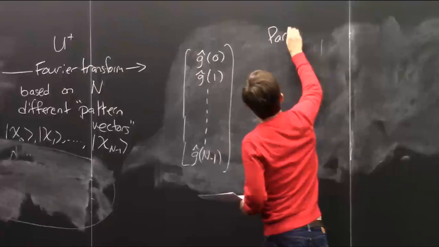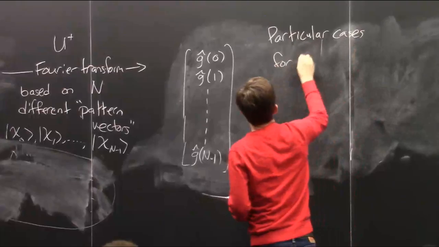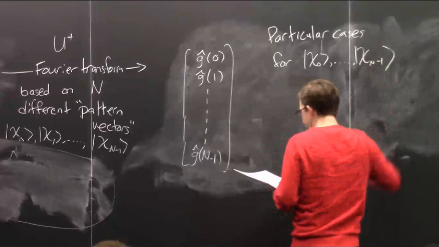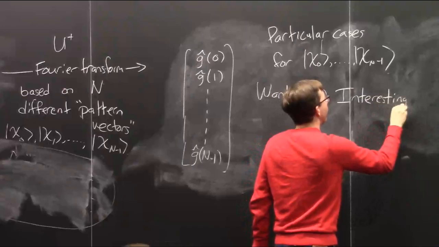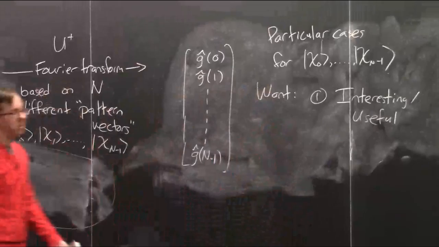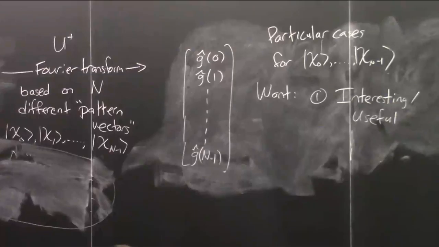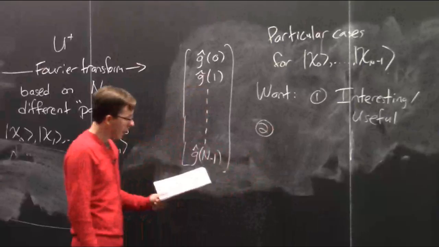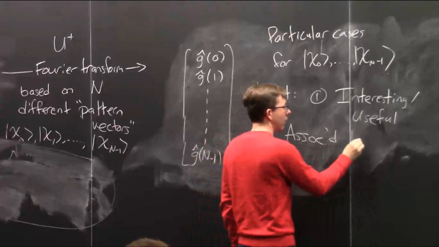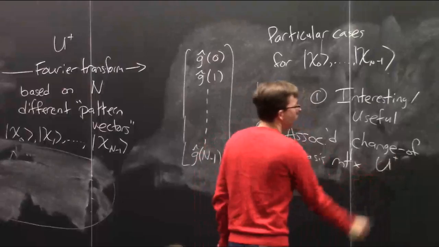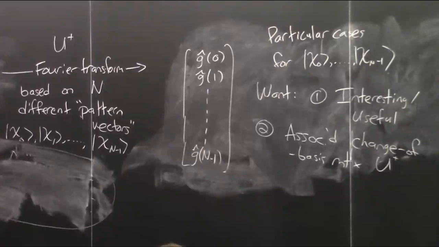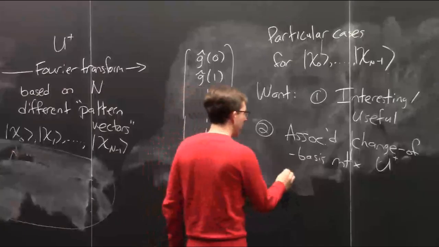Okay, so there's some particular cases for these pattern vectors, if you will. And you want two things about them. First of all, these should be somehow interesting or useful. I mean, you could think about transforming a data vector into some other orthonormal basis, but it should have some meaning, or otherwise, what's the point? And another thing that's important for the purpose of quantum computing is that this associated change of basis matrix, U, or maybe more precisely, U dagger, should be easy to compute by quantum gates, because in the quantum story we're literally implementing this transformation U. So it should be easy to compute by a quantum circuit.